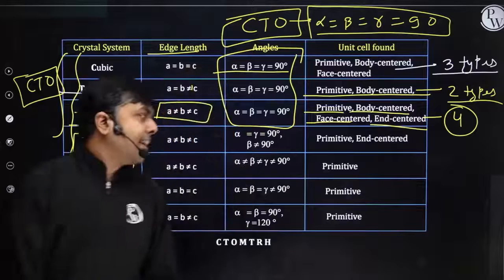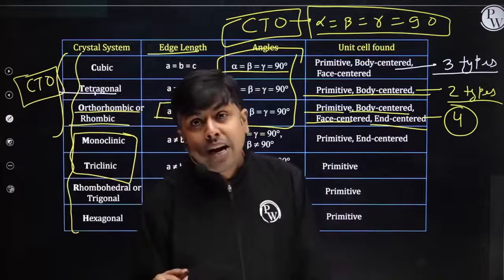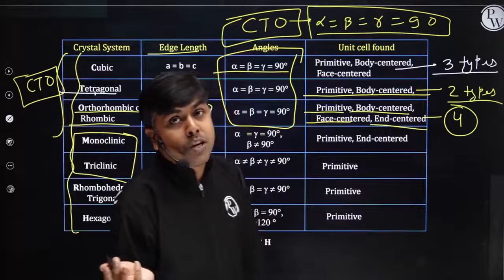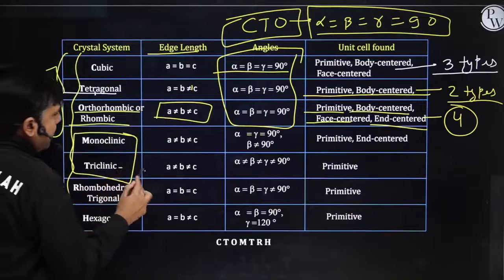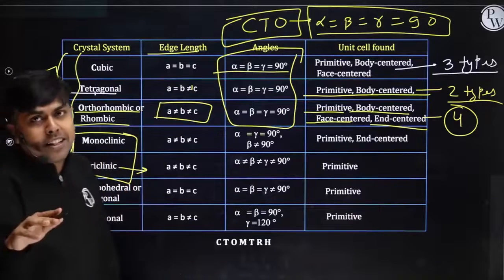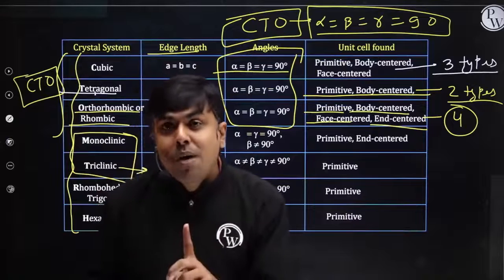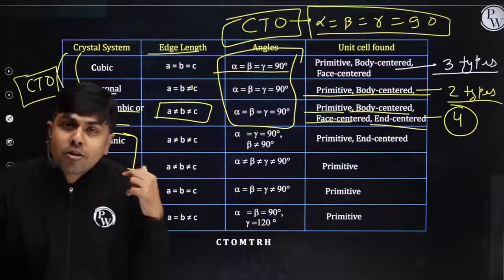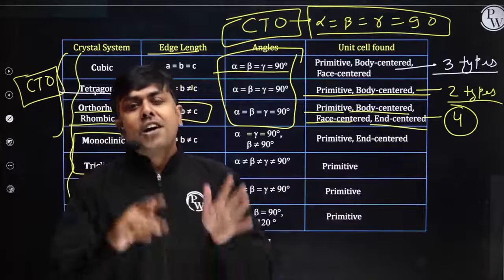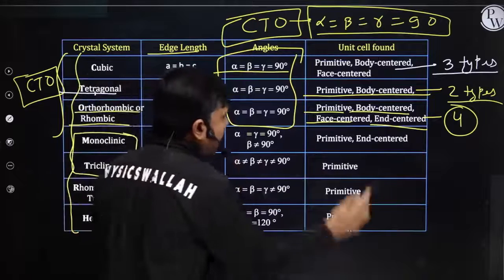Now the interfacial angle: alpha equals gamma equals 90 degrees, beta not equal to 90 degrees. Whereas in case of T, trainee, triclinic, monoclinic and triclinic. Monoclinic, alpha equals gamma equals 90 degrees, beta not equal to 90 degrees, whereas in case of triclinic, alpha not equal to beta not equal to gamma not equal to 90 degrees.